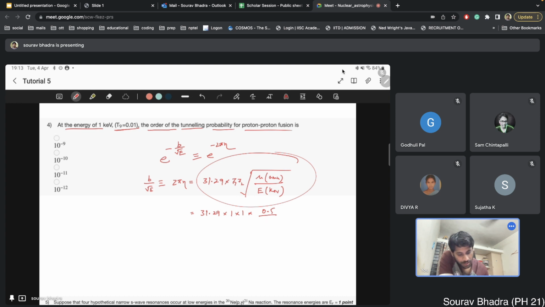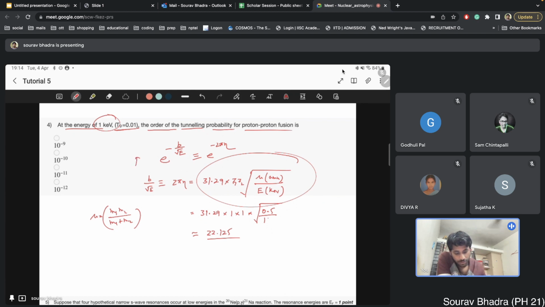E in keV, so Z1 Z2 mu. You don't have to calculate the energy, it is given as 1 keV. So it is in keV unit, and the other thing is in AMU unit, because mu is m1 m2 by m1 plus m2, and for proton-proton, both m1 and m2 are 1, so you will get 0.5. So the answer will be 22.125, and this is the value of 2 pi eta.